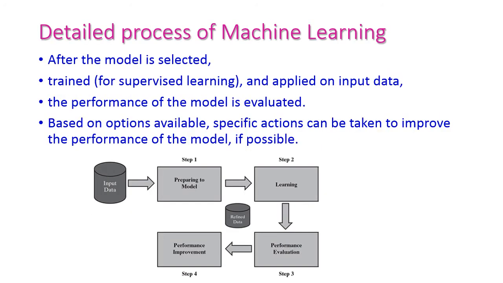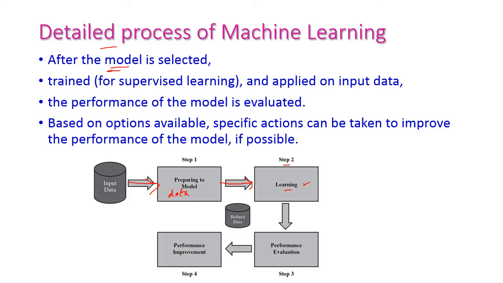The detailed process of machine learning. After the model is selected, we need to follow 4 steps. The input data is given to preparing to model, where we need to prepare the data for our model. Once the data is prepared, it is given to step 2, that is the learning model.